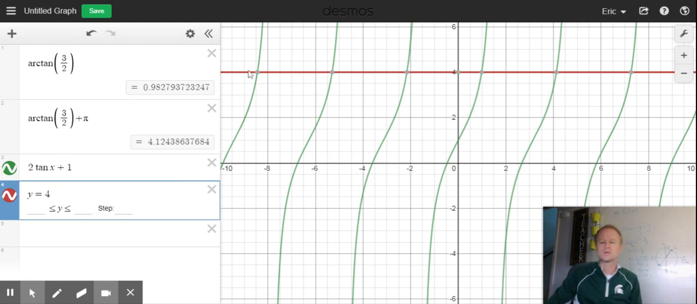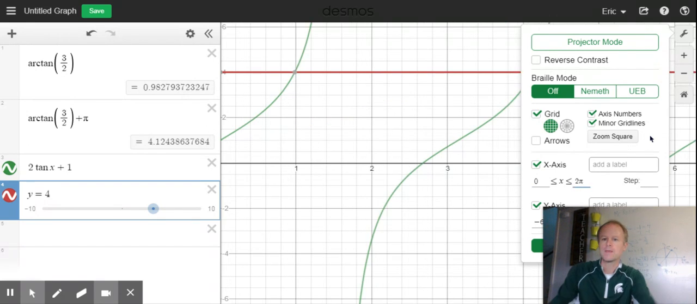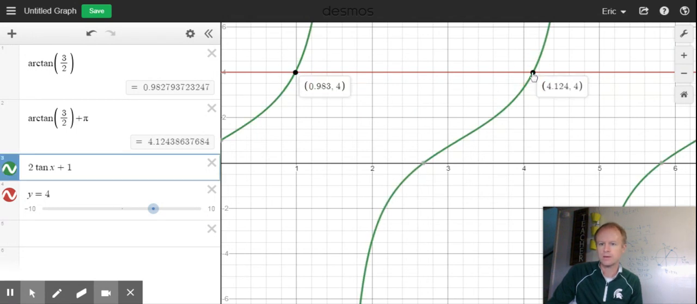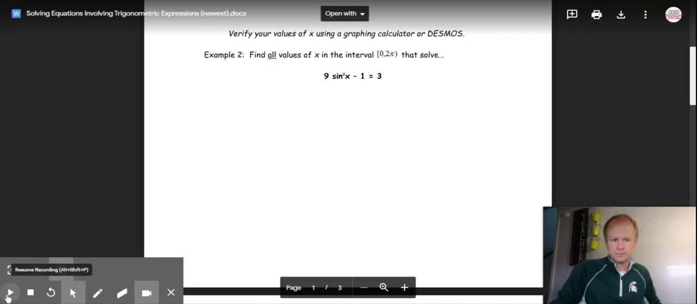Y equals 4. Because it said I only want answers between 0 and 2 pi, I'm going to change my range in my x from 0 to 2 pi. And that will focus in on the only answers that we really need to worry about in this question. So right there, and right there, are my 2 answers where those are equal, where they cross. And these are the 2 decimal numbers that we just got when we did our inverse functions. So that's the first example. So I'm going to go on now and we'll look at the second example.